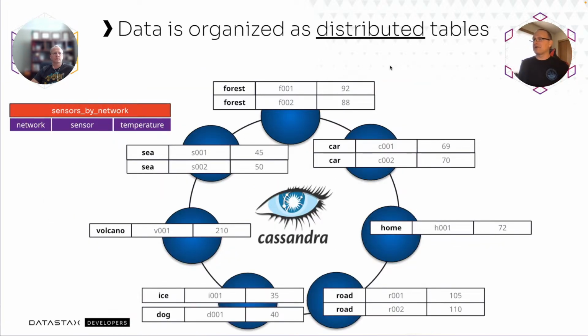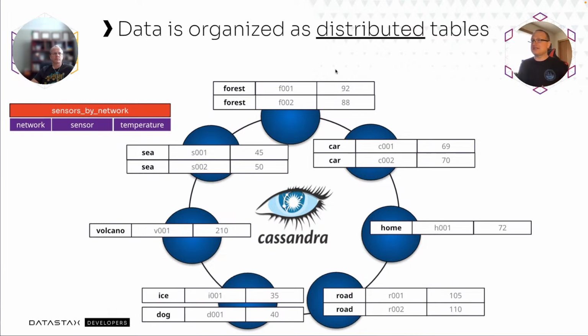So if I were to look at how the data in that table gets distributed around the cluster, I can see that both of my rows for the forest, you can't really see my mouse, can you? Oh, you kind of can. Okay, you can see it's up here on this topmost node. The two forest sensors are stored together. Likewise, the sea and the car sensors are stored together as well.